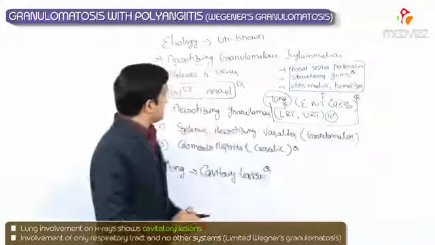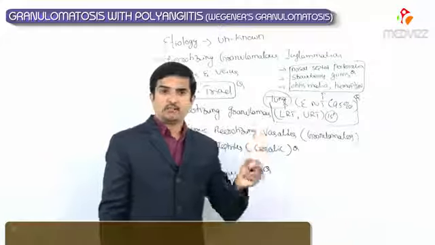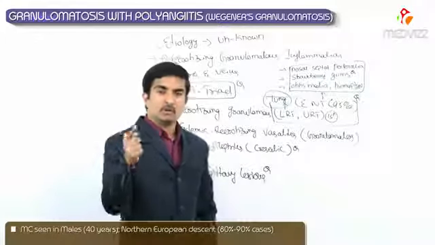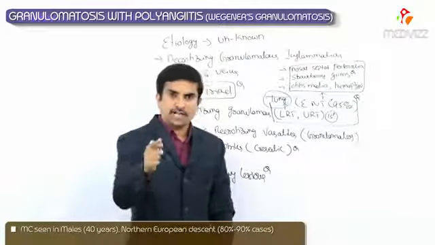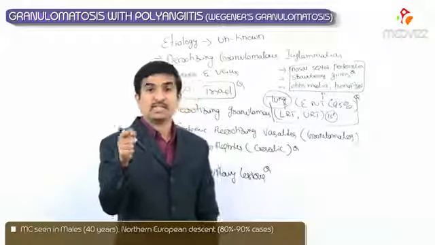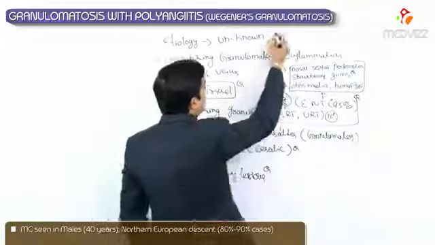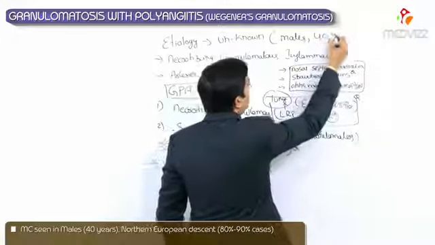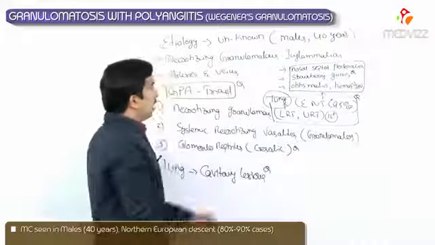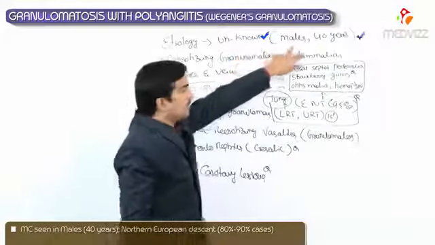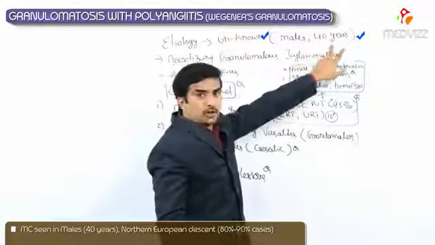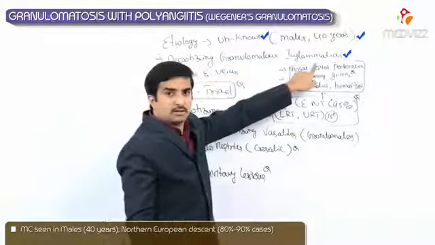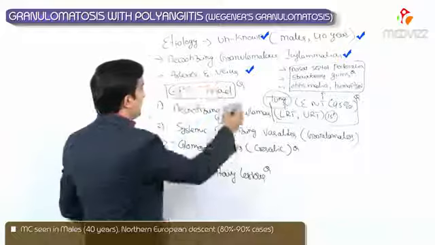Now, granulomatosis with polyangiitis most often occurs in middle-aged males. It is more commonly seen in males of middle age, and the mean age of Wegener's is 40 years. So let me write over here itself: male predominance, and mean age is 40 years. Unknown etiology. The pathology is necrotizing granulomatous inflammation of the arteries as well as veins.